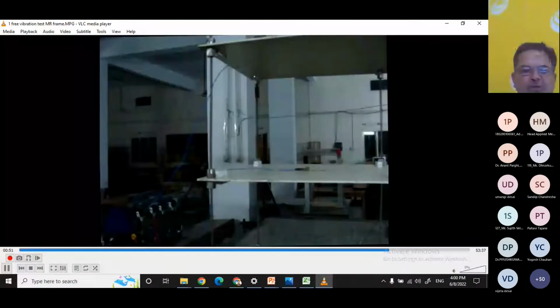This is the response we have, right? Here you can see it's a reducing response, the displacement is reducing. So this is known as a free vibration test.